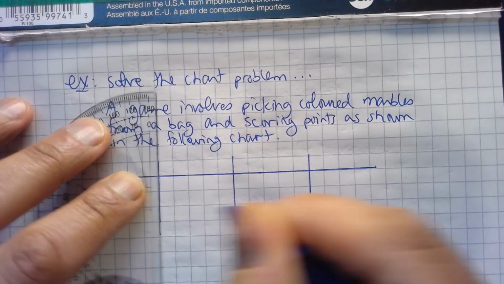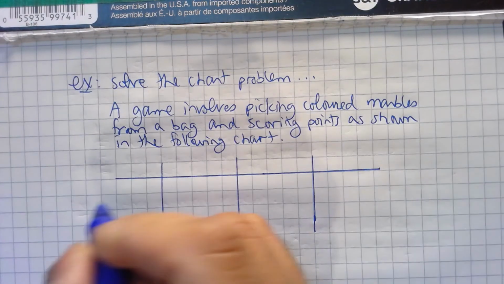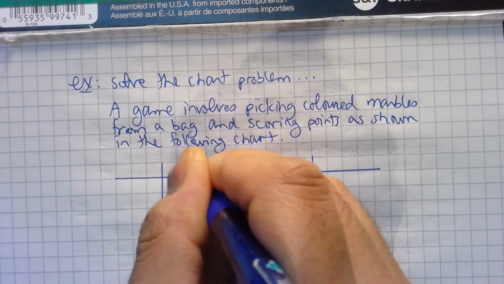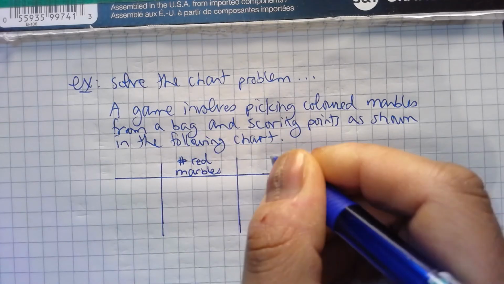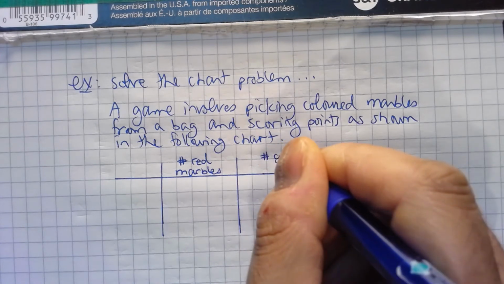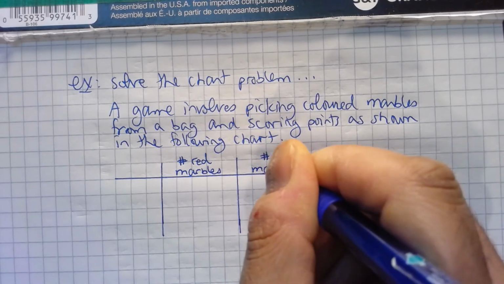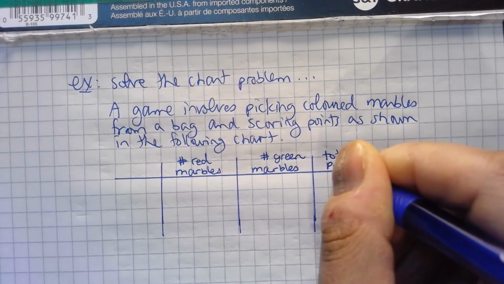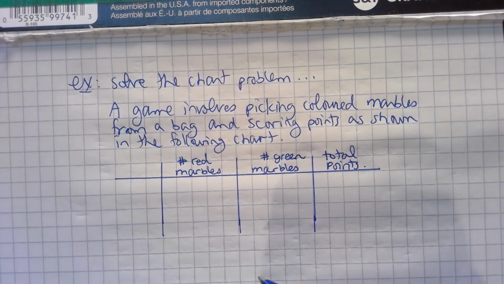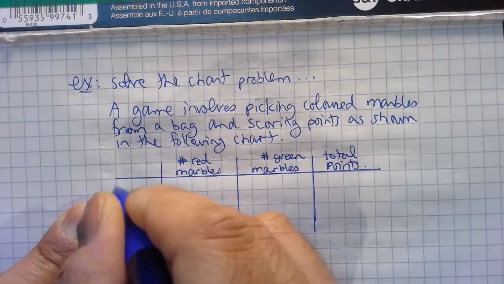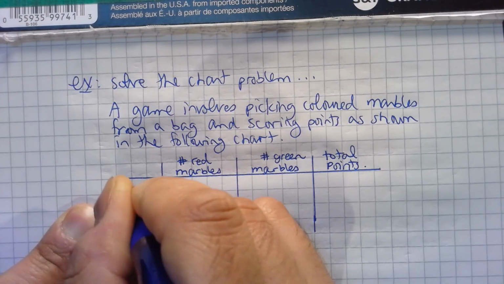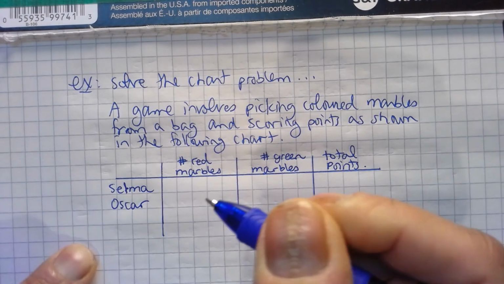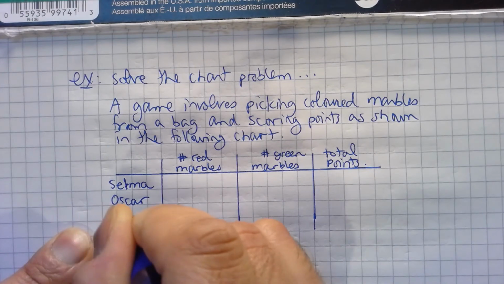And in my chart, I'm going to have some titles here. So this is number of red marbles. This is number of green marbles. This is total points. And here I've got some people here. I've got Selma. I've got Oscar. And I've got Emmett.